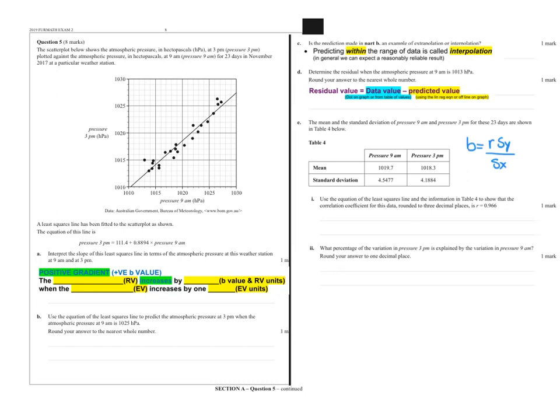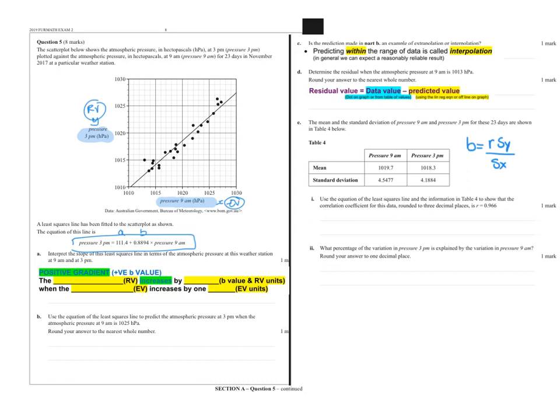We've got the scatter plot below shows the atmospheric pressure in hectopascals at 3 p.m. plotted against the atmospheric pressure at 9 a.m. for 23 days in November. So you can see here, down here is 9 a.m. and here's 3 p.m. So they're saying the 9 a.m. is your X and the 3 p.m. is your Y, or your explanatory variable and your response variable as such. A least squares line has been fitted and the equation is here. So they've given me the equation. So I know this is my A value and this is my B value.